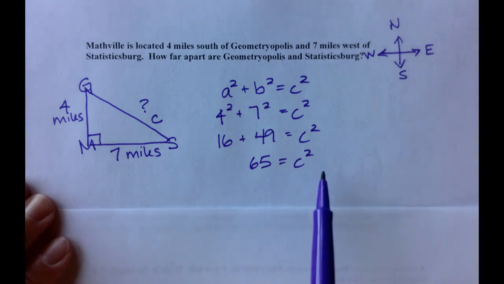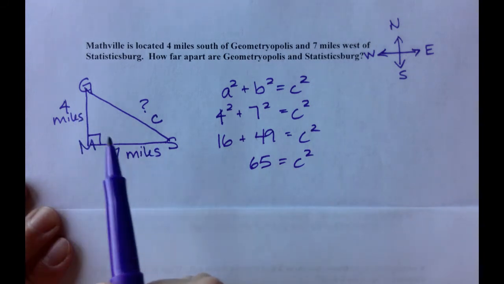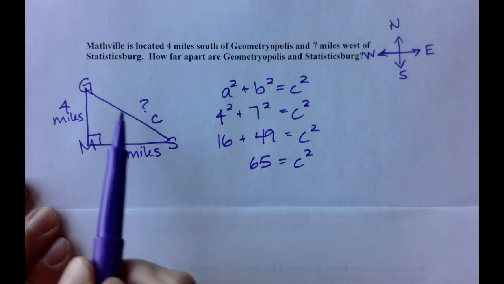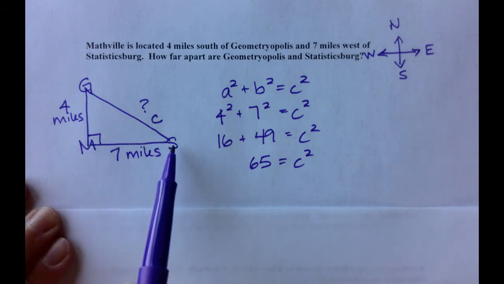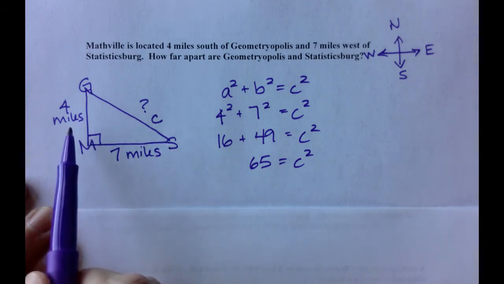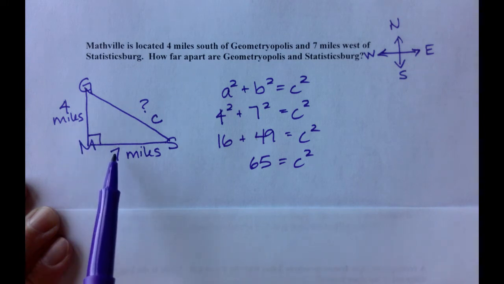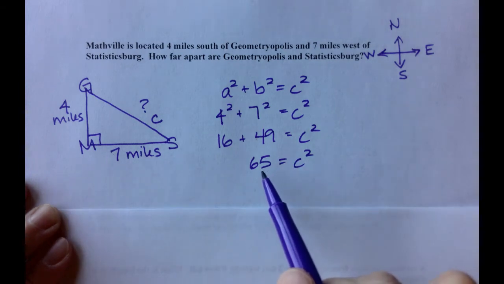And if you think that you're done right here, check back at your diagram. The cap for the hypotenuse is 11. 4 plus 7 is 11. That's the upper bound for the hypotenuse. It cannot be as large as 11. It's got to be less than that. And so 65 is way too big.